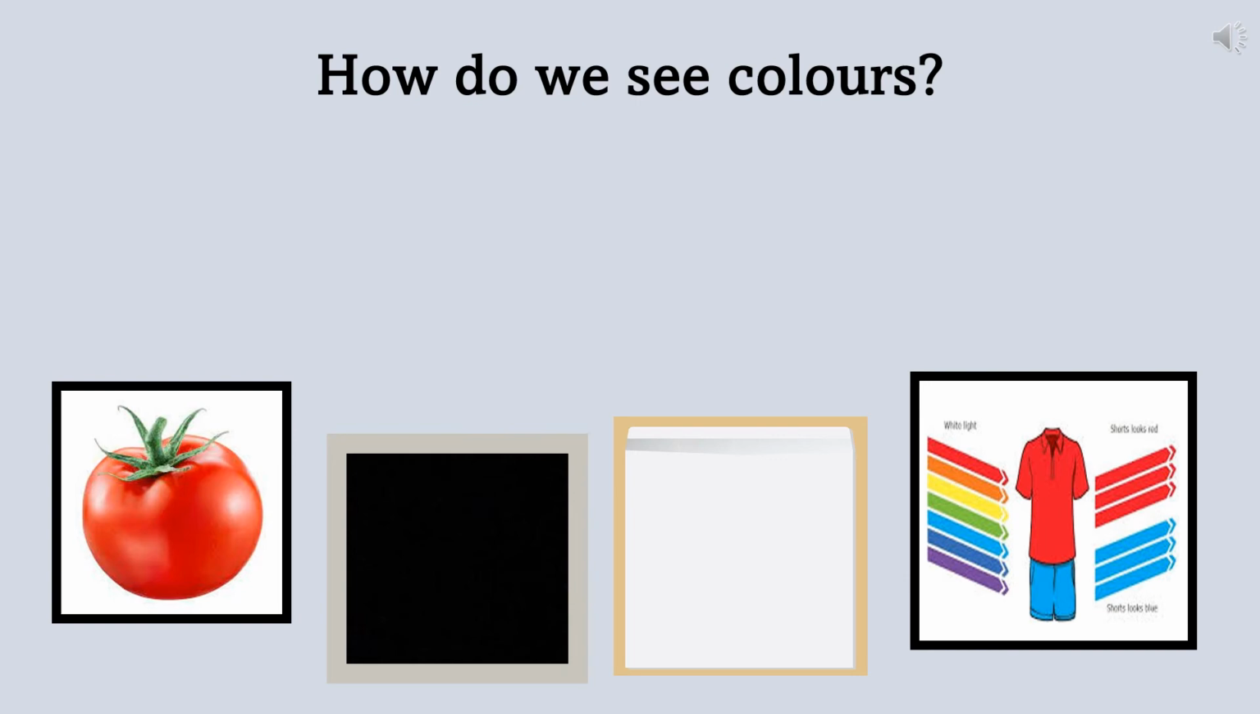Similarly, a sheet of white paper looks white because it reflects all the colors of white light, and a black object looks black because it absorbs all the light that falls on it. So, we have learned that white color reflects all the colors of light, and black color absorbs all the colors, that's why it is black.